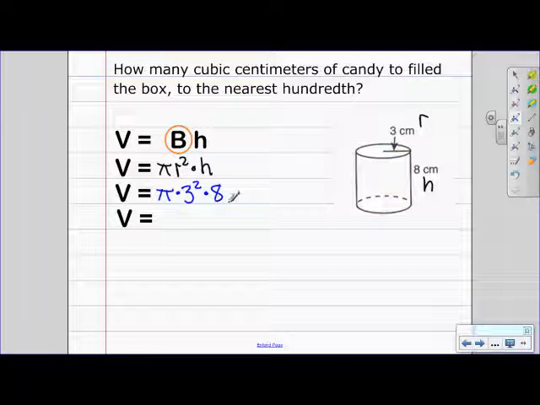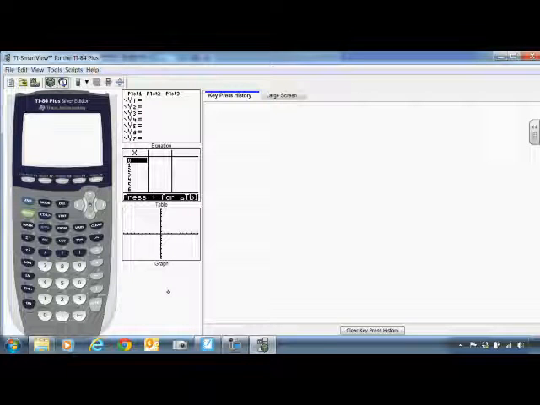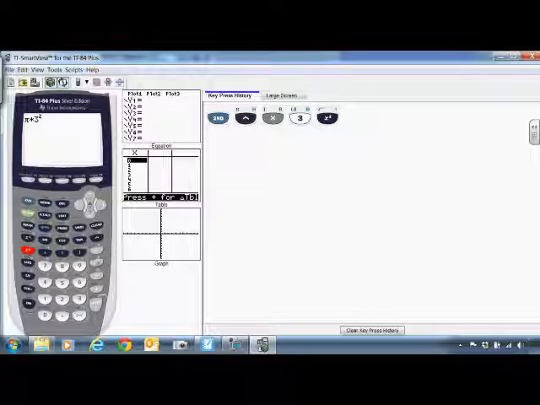And so now we can take all of this algebra and put it in our calculator as one to minimize computation errors. So let's go to our calculator to see how that looks. So in our calculator, we first want to type in pi, and the pi symbol is right above the caret. So second caret, times 3 squared, so 3, and then x squared key, times 8, and then press enter. And now we have our volume.